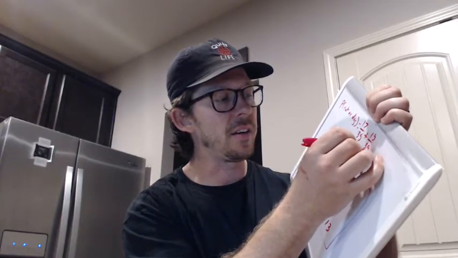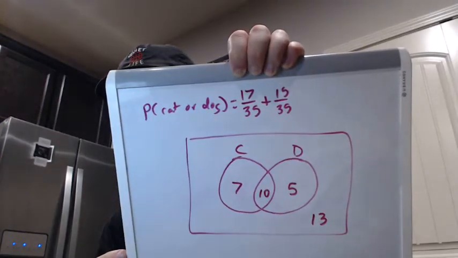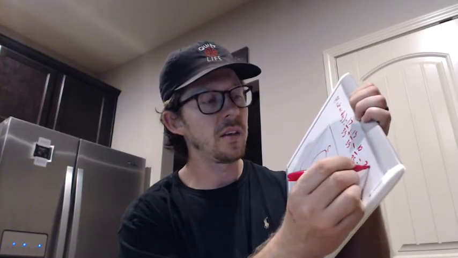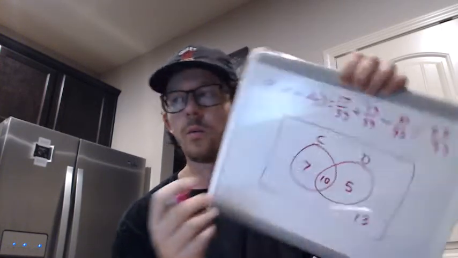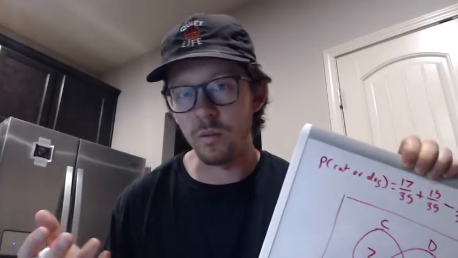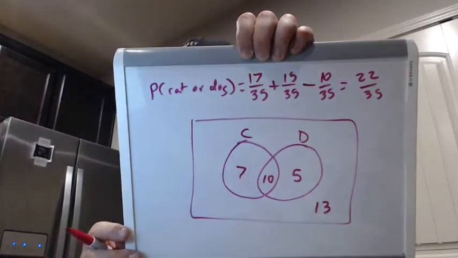Probability of a dog would be 15 out of 35, right? Okay, so that's 32 out of 35, minus the probability of cat and dog, which is 10 out of 35. You notice we get the same exact answer, right? So if you like those formulas a lot, you can still use them because it all checks out. So cat or dog, there you go, 22 out of 35. Okay.